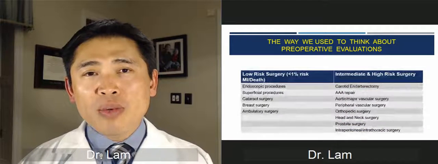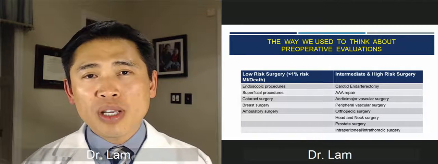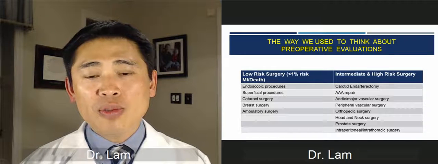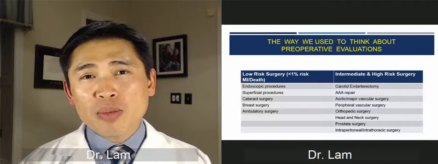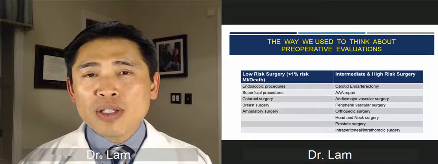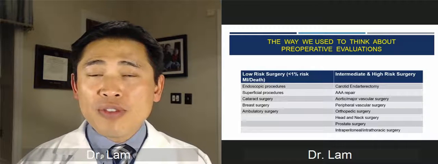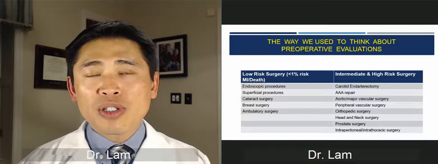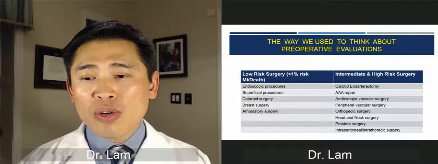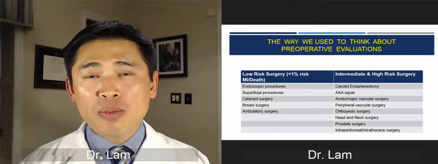And the way that we thought about that before was low-risk procedures are anything that carries a less than 1% risk of MI or death. And those would include endoscopic procedures, superficial procedures, cataract surgery, breast cancer, or any ambulatory surgery. And any of the intermediate or high-risk surgeries, so the non-low risk procedures, are any vascular procedures. By definition, those are considered high risk. Also any intraperitoneal or intrathoracic surgery, head and neck surgeries, prostate surgeries, or orthopedic surgeries.